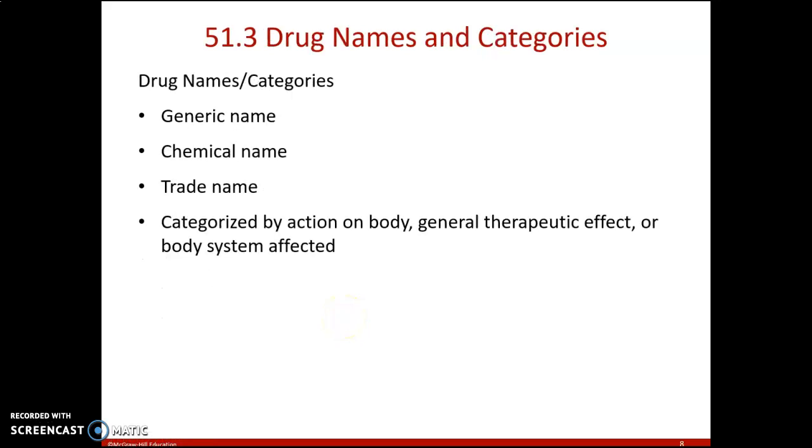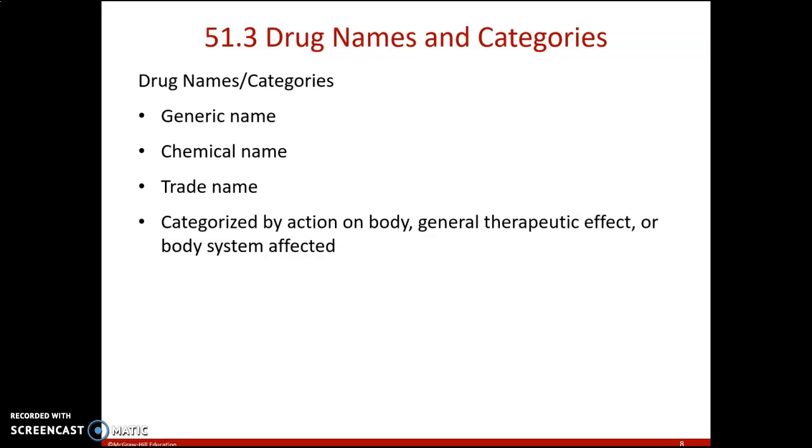This week, we will be talking about drug names and categories, looking at that big chart that's included in the reading. We'll be talking about the FDA and the regulation of drugs, and over-the-counter drugs versus prescription drugs, and last but not least, pregnancy categories.